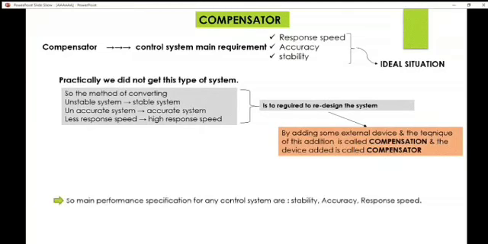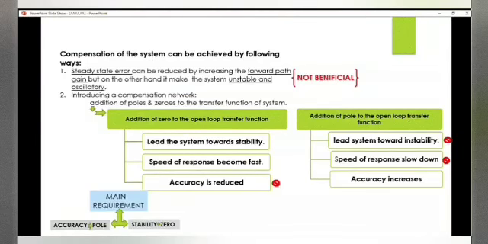By adding some external device, and the technique of the addition is called compensation, and whatever device we are adding is called a compensator. Now compensation of a system can be achieved in the following ways. Say we have some system which is not stable, not accurate, and whose response speed is too bad. Then how could we improve and compensate it? The following ways are there.